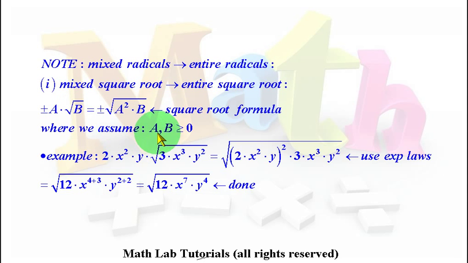And again, a and b have to be greater than or equal to 0. Okay, so let's go through an example over here. 2x squared dot y, we identify that with a, the multiplier, the good guy. And then we have the square root. And then we have 3x cubed dot y squared. We identify that as the bad guy inside the square root jail.